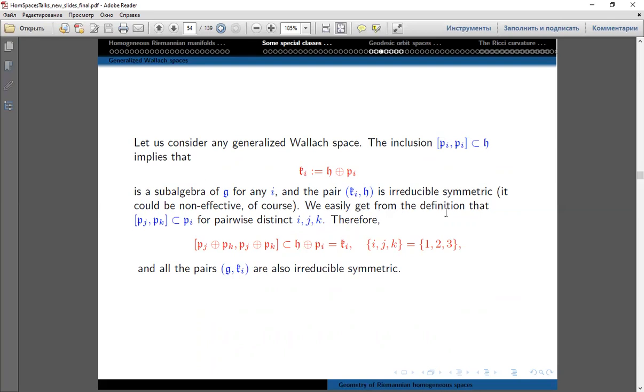We easily get from the definition that the bracket of Pi and Pj is in Pk exactly, in the third module, for pairwise distinct indices, and we have also this formula. Above it's written that the bracket of Pi and Pi is in h. Now you write that the bracket of Pi and Pj is in Pk.